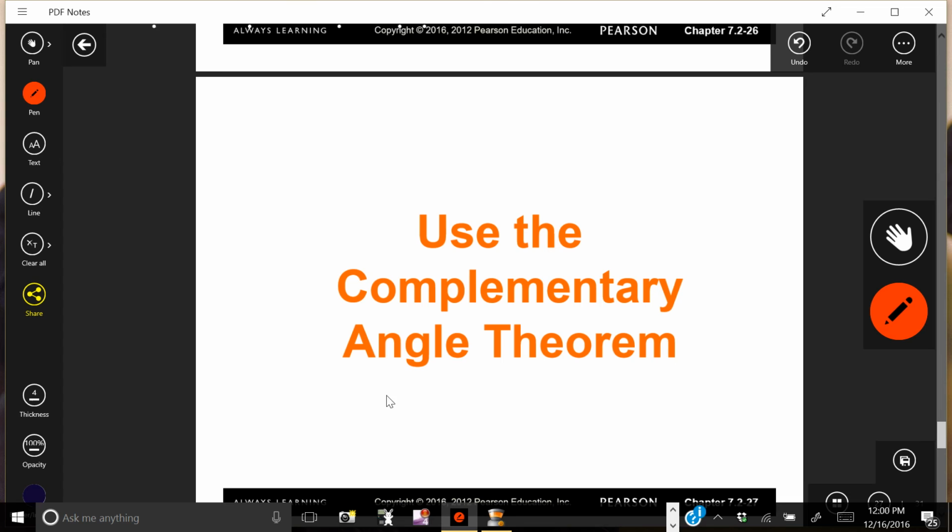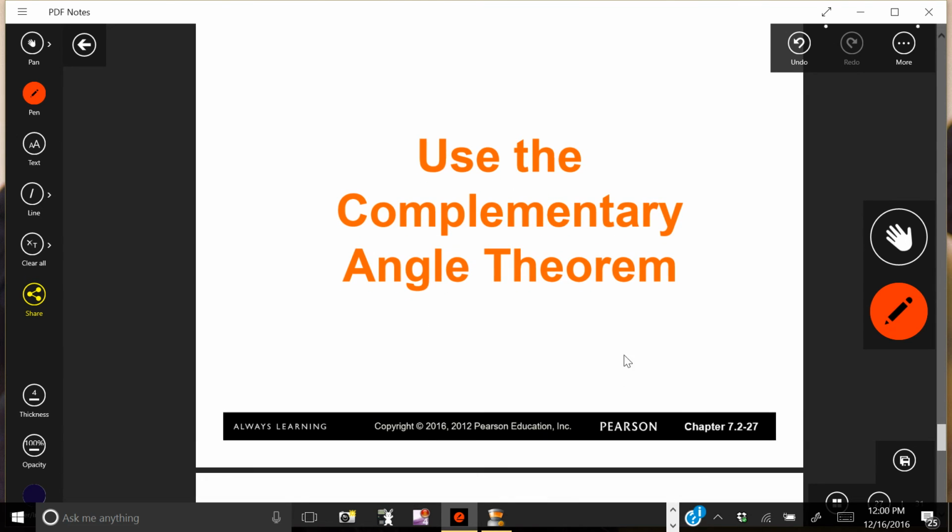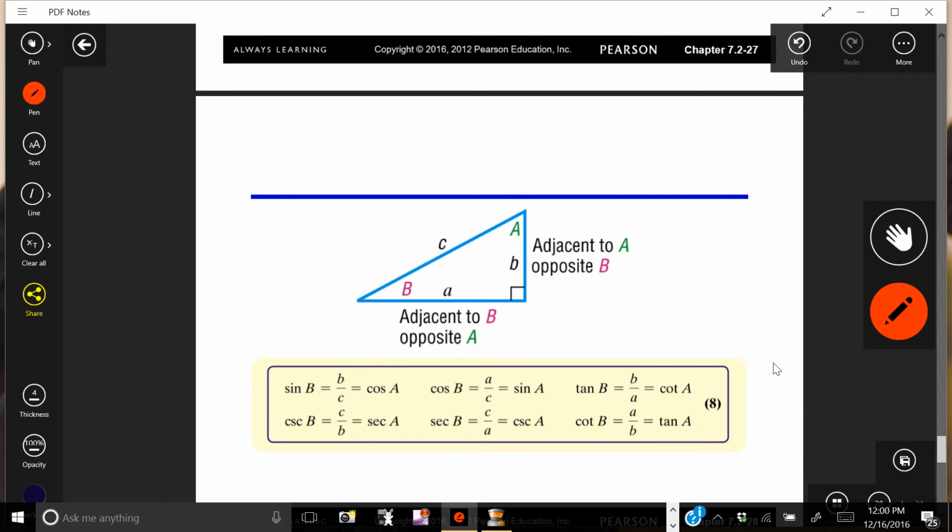Now, since this is the age of calculators, this particular theorem is not necessarily used all that much, but it's called the complementary angle theorem. Notice in a right triangle that has sides A, B, and C, and angles A, B, and angle C, that A plus B has to equal 90 degrees.